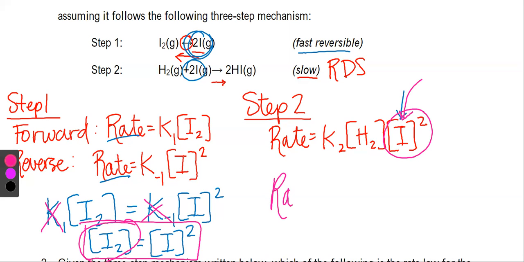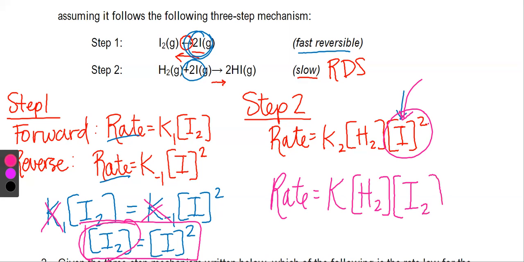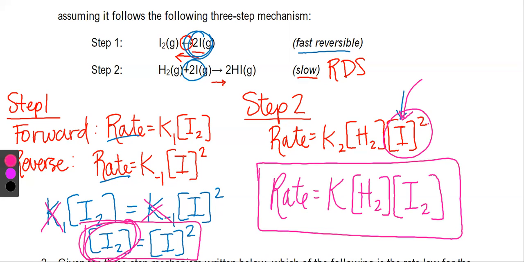Sorry. So rate is equal to K. And now I'm not going to put a little subscript on this K because it's just the overall rate law. It's not for one specific step. Times, we have to keep the H2 as part of it. But then instead of the I squared, we put I2 from over here. Okay, so that is how you do that. You're just subbing in something that is equal to that intermediate to make it work out.